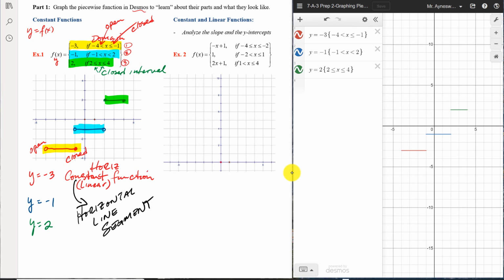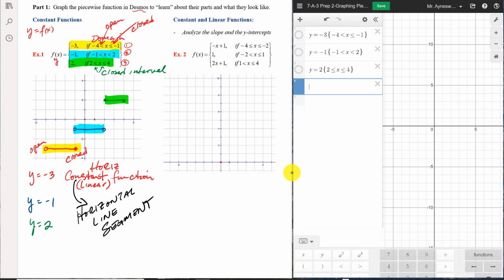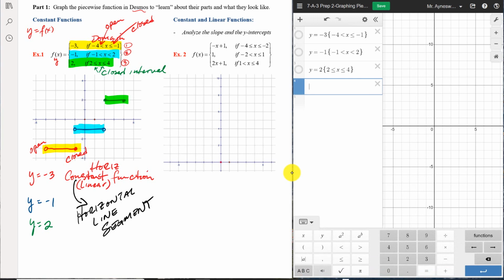Okay, so we're done with these functions, so turn them off. Just don't delete them. Do not delete these. Just turn them off. You can turn a function on and off so you can only see what you want to see. Now, let's learn from this next one here. We've got y is equal to -x plus 1. That's the first function. Y equals -x plus 1. And it's on a restricted domain from -4 to -2.